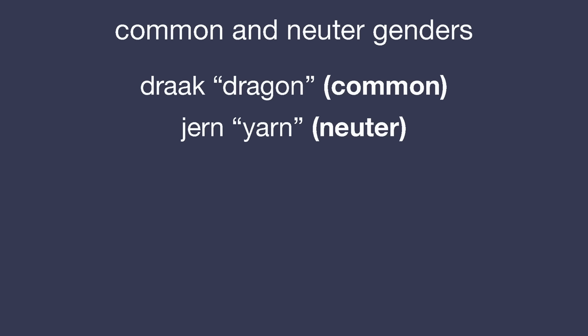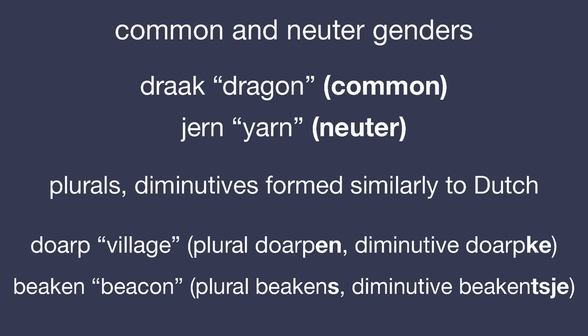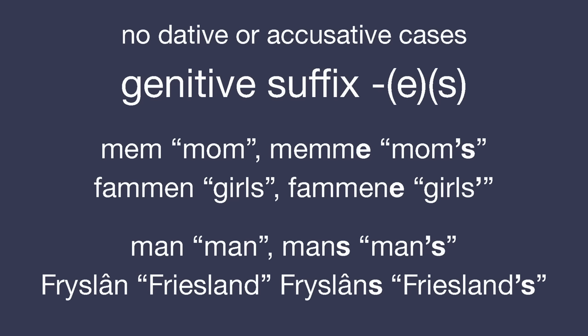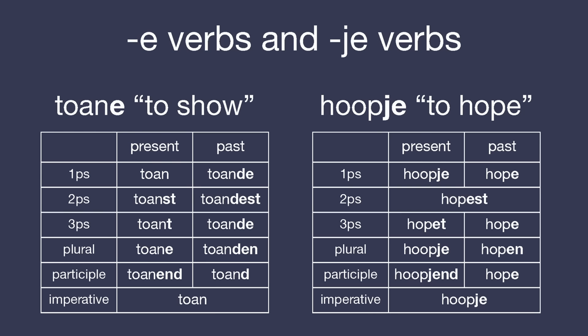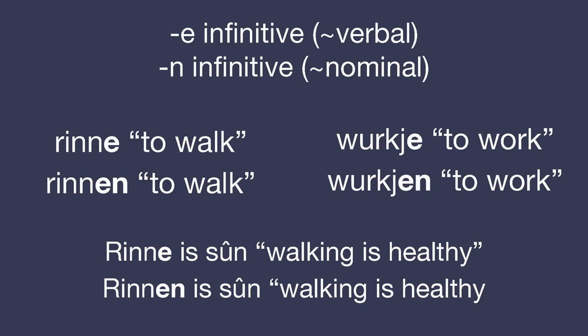West Frisian nouns are either grammatically common or neuter, as in Dutch, and the formation of plurals and diminutives are generally similar. Frisian lost its accusative and dative cases, but still has a genitive suffix. Regular weak verbs have two types, which determine the personal and tense suffixes that they take. There are also two types of infinitives for verbs, which used to be verbal and nominal respectively, but are now mostly used interchangeably.